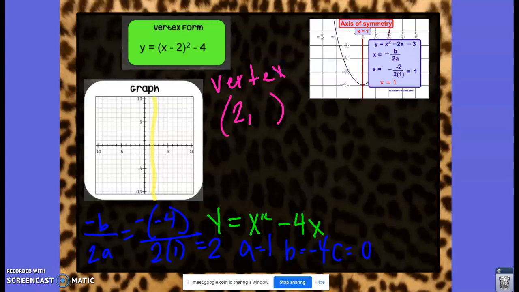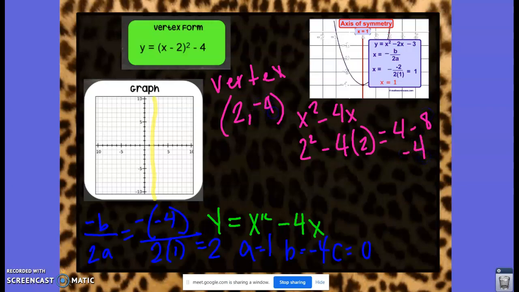So, if the equation is x squared minus 4x, then I can plug in 2 as x, 2 squared minus 4 times 2, and that will give me 4 minus 8, which is negative 4. So the y value of my vertex is negative 4. So I can go ahead and graph my vertex over here at 2, negative 4. And then I can move on to finding my other points.